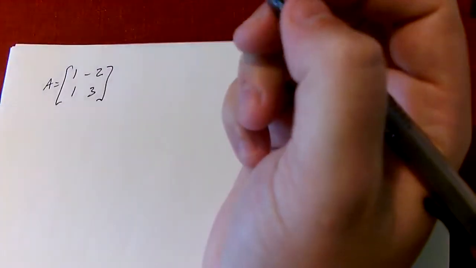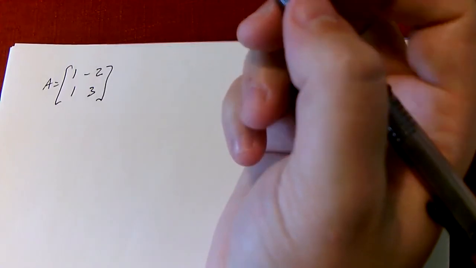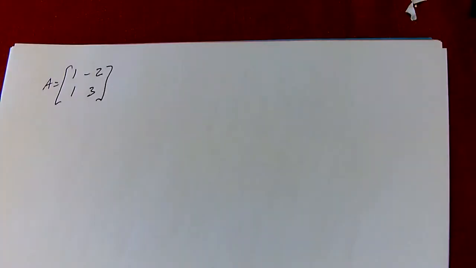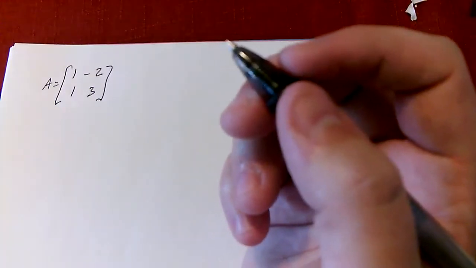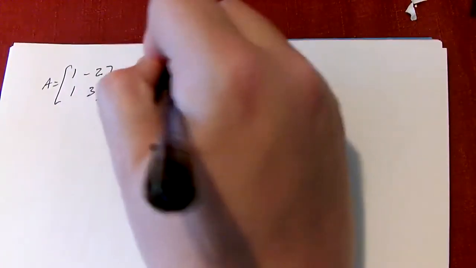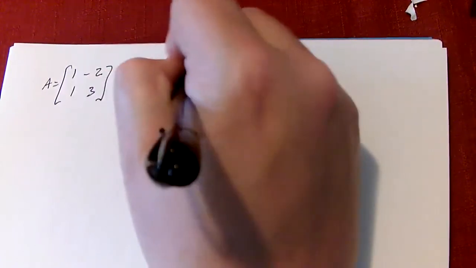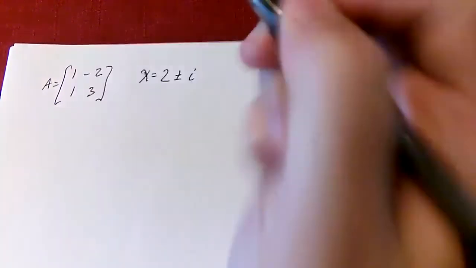okay, let's go back to our first matrix that we did, 1, -2, 1, 3. Okay, so look back at that. 1, -2, 1, 3. So I look back at my matrix A here. We found the eigenvalues and eigenvectors for this. Okay, the eigenvalues, right, were 2 plus or minus i, and I wrote x there. That should be a lambda.